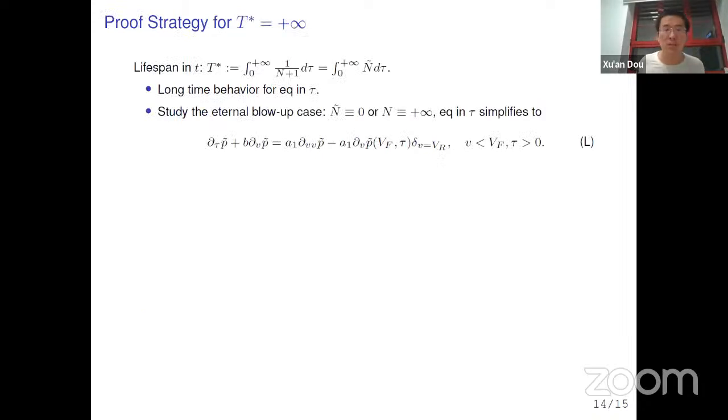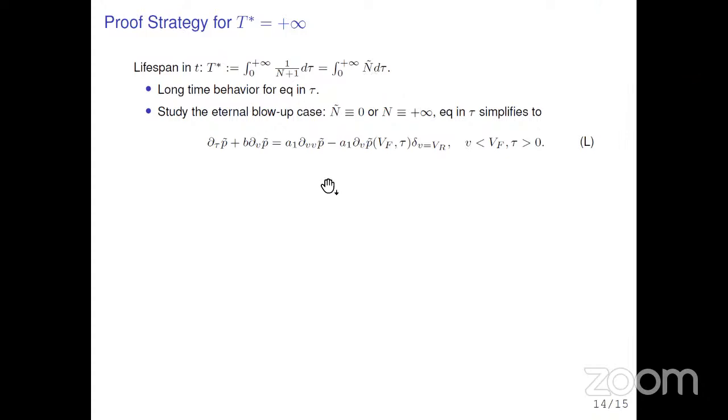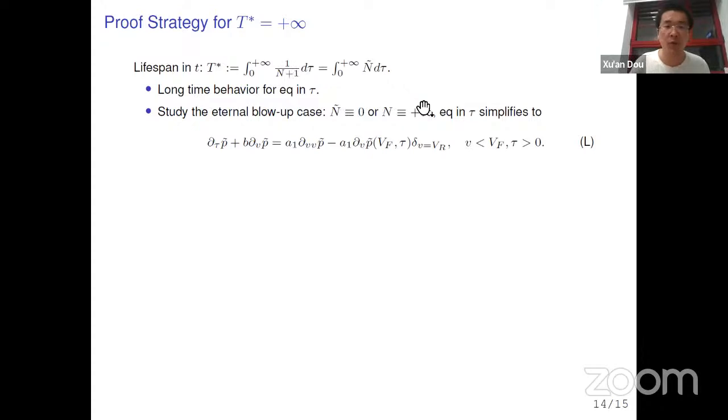So let me discuss briefly the proof strategy of the global hypothesis. We still use the notation N tilde. So this is indeed a long time behavior for the equation in tau. We first study a simpler case when N tilde is always 0. That is the internal blow up case. And then the equation in tau will simplify to this equation. I will label it as equation L.